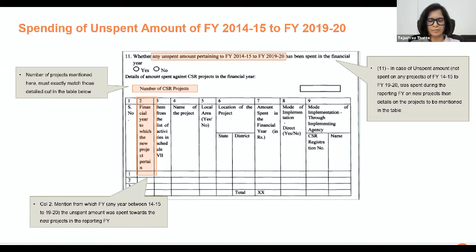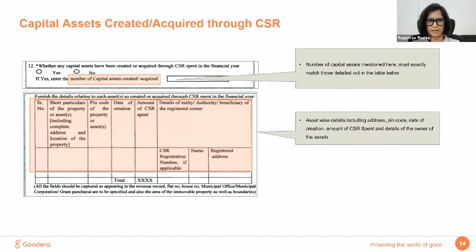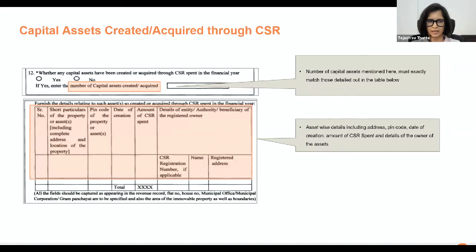The last and important section of Form CSR 2 is about capital assets, which are created or acquired through CSR. So if any capital asset is created or acquired through the CSR funds in the reporting financial year, then details of such assets have to be mentioned here in this section 12.